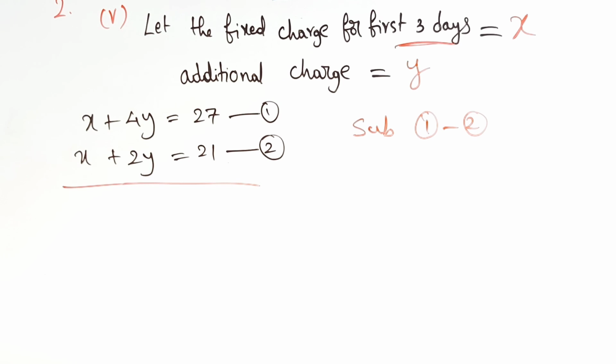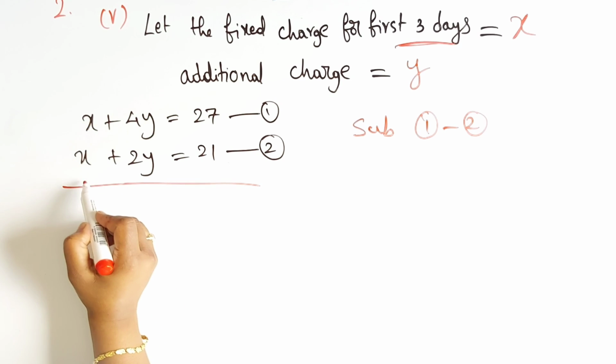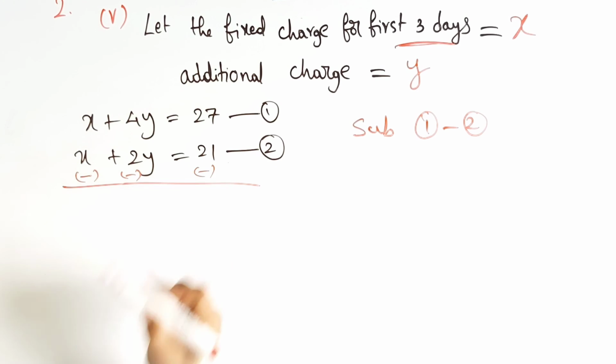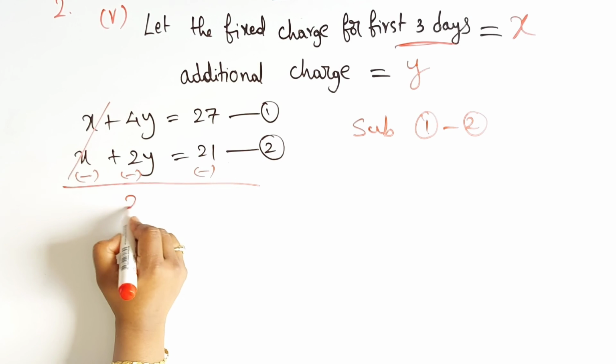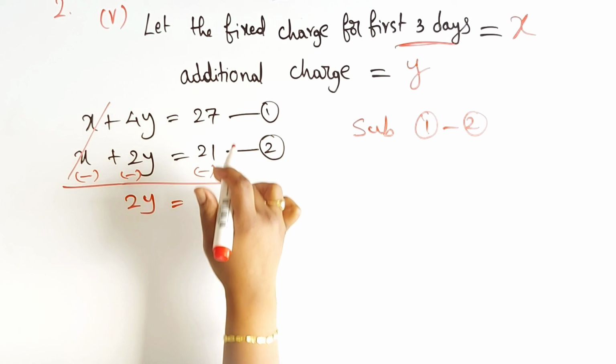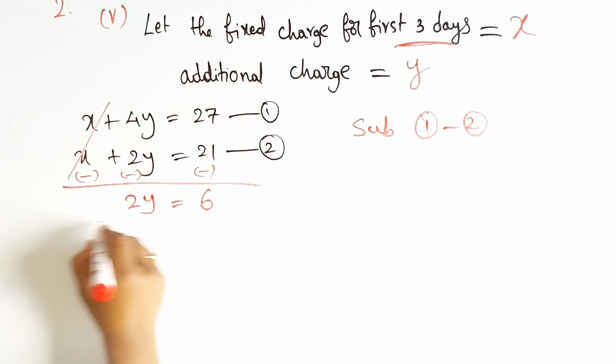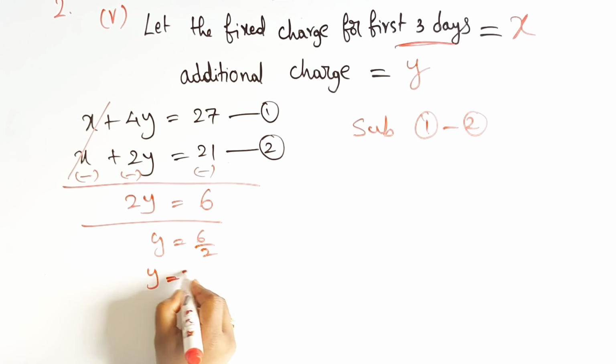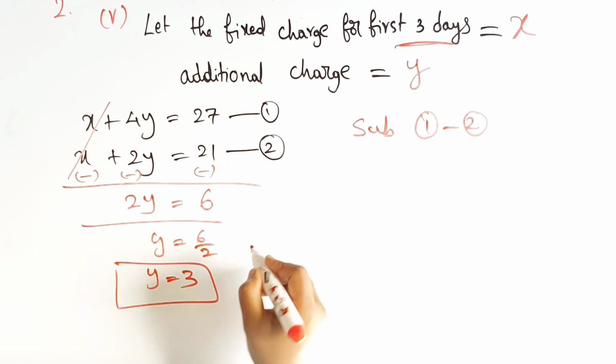We have two equations, children. We can subtract and eliminate the first term here. So change the sign here, minus, minus and minus here also. x minus x will get cancelled. It is 0, 4y minus 2y, 2y, that equal to 27 minus 21, children, 6. Now y equal to 6 by 2. That means y equal to 3, children.